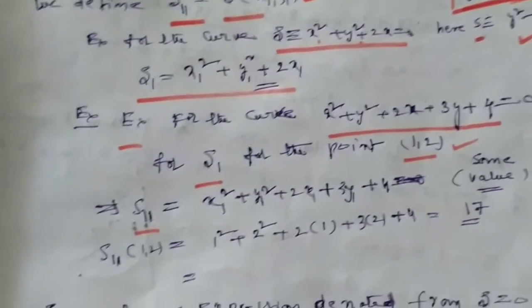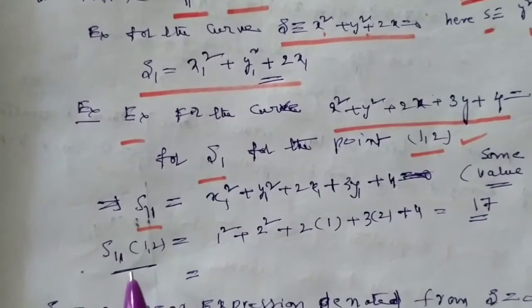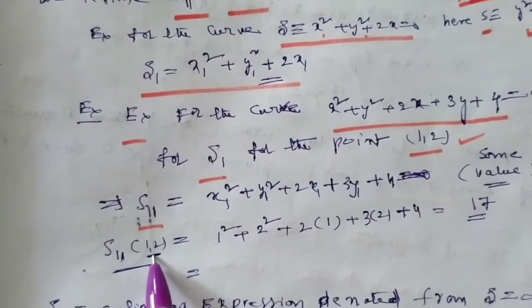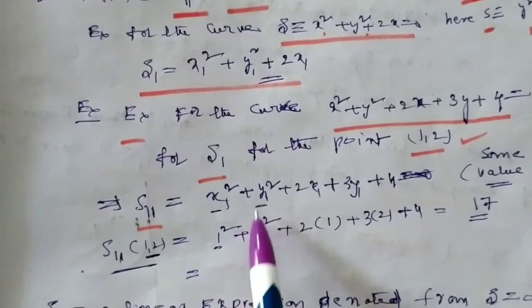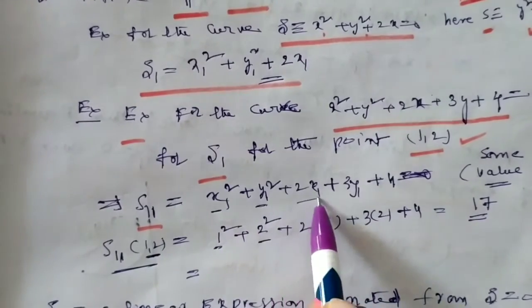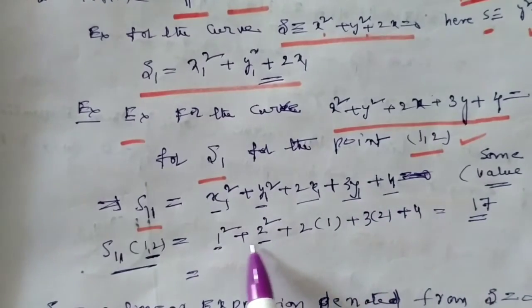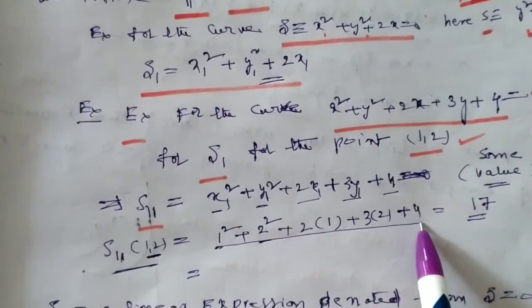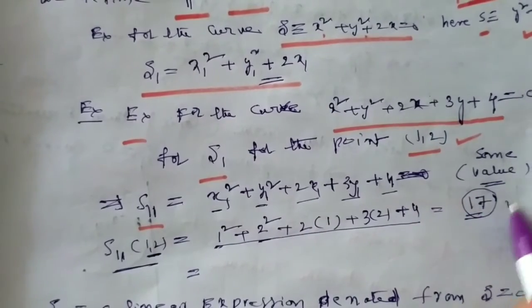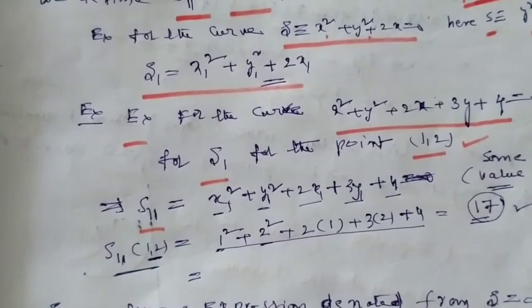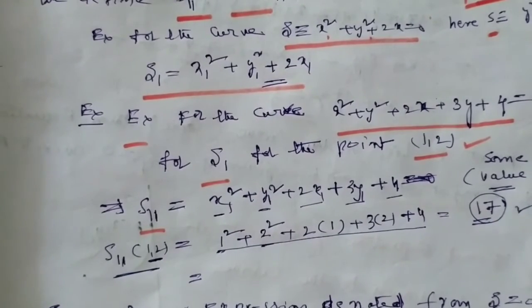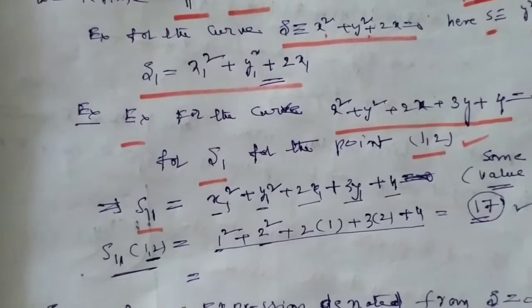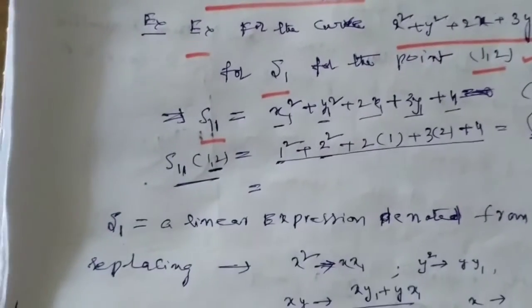See here, S11 is calculated at the given point (1, 2). So x1 is replaced by 1 and y1 is replaced by 2 in x1 square plus y1 square plus 2x1 plus 3y1 plus 4. By substituting all these values, you get a value 17, which is S11. You remember one thing: S11 is always a value, it is not an expression. Okay, this is S11.